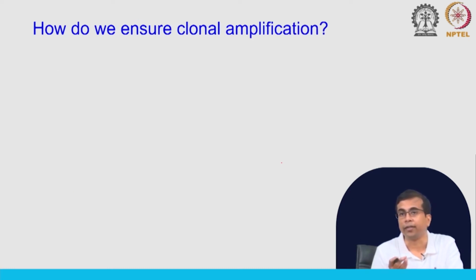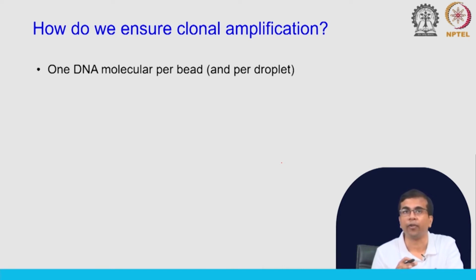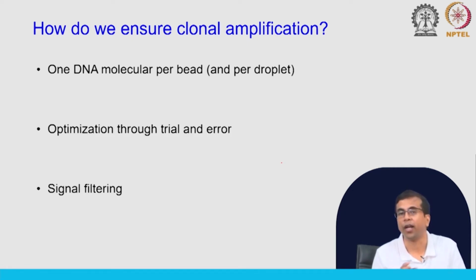So, how do we ensure there is this clonal amplification? As I mentioned, we start with one molecule, and we amplify that molecule on the bead. So, you have one DNA molecule per bead and per droplet or emulsion, and this is optimized through trial and error. But sometimes you cannot get one molecule; in some cases you might get 2, 3 or more, and in that case there would be some sort of signal mixing during the synthesis process, as we will see in a moment, and that signal has to be filtered. So, we cannot use that data where you see this signal mixing.